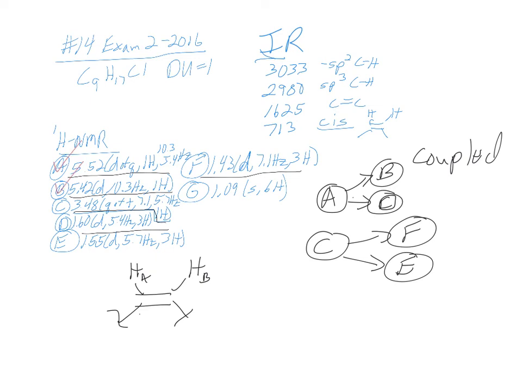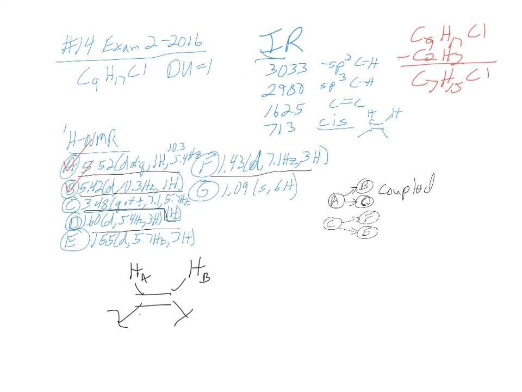Now we go back to here, look at, well, wait a second. Well, first let's do this. Let's subtract out. If we have C9, H17, Cl, we just lost what? We lost C2, H2. So now we have C7, H15, Cl. That's why you don't lose those. So we subtracted out our parts.